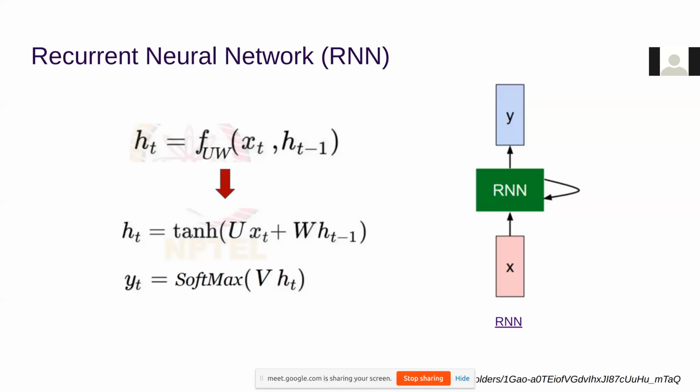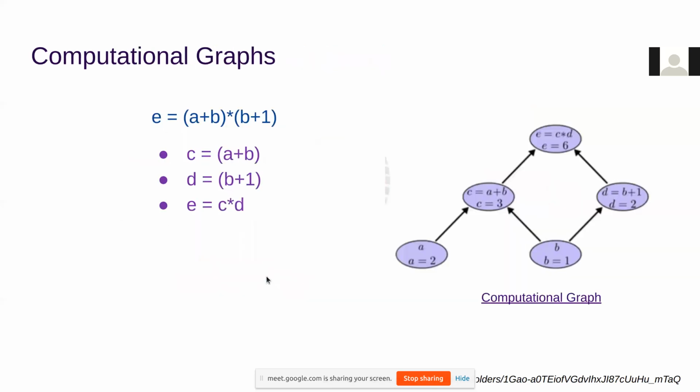Now, the next question arises: how do we learn this U and W and V? To look at it, we will be talking about simple computational graphs. So what is a computational graph? Suppose there is a simple expression E is equal to (A plus B) into (B plus 1). How will it be computed? We first need to store the value of A plus B in some variable C. Then we need to store the value of B plus 1 in another variable D. And then E can be computed as the product of these two variables.